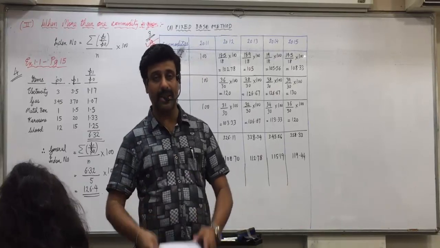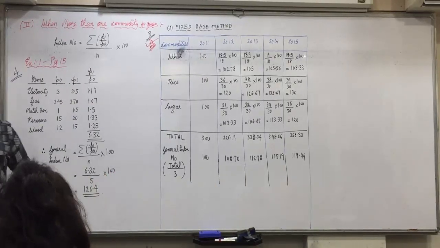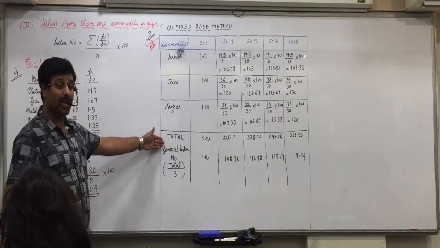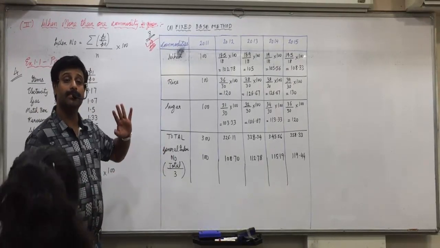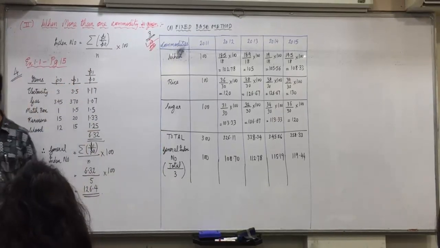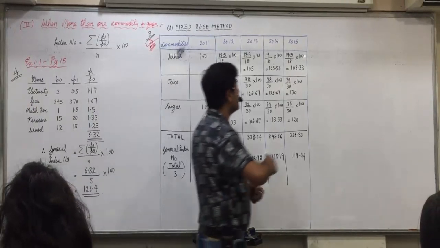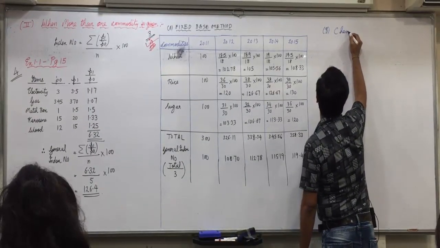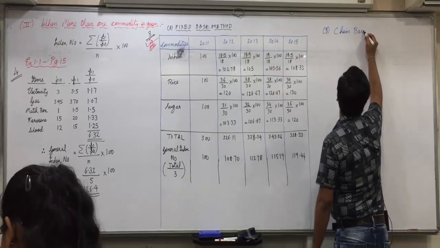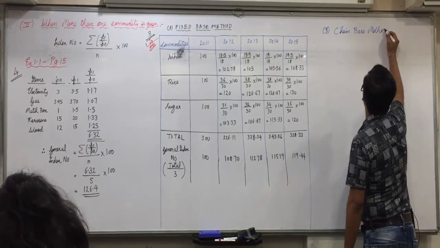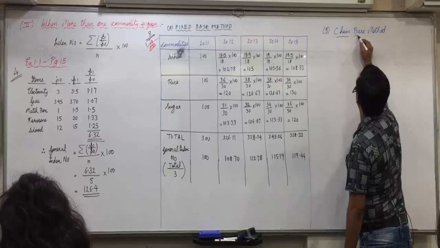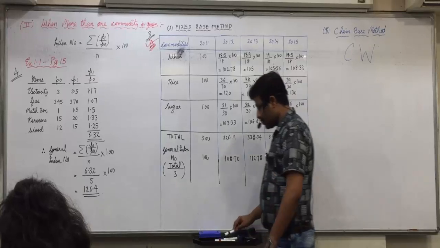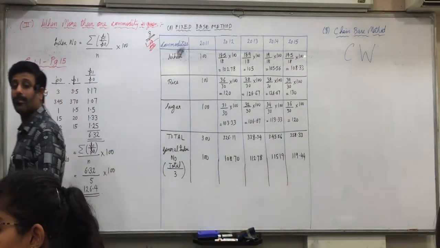So now, start solving it, everyone. After that same procedure: after you get the index numbers, total and divide by 3. So give the heading chain based method and start doing it. What happened?